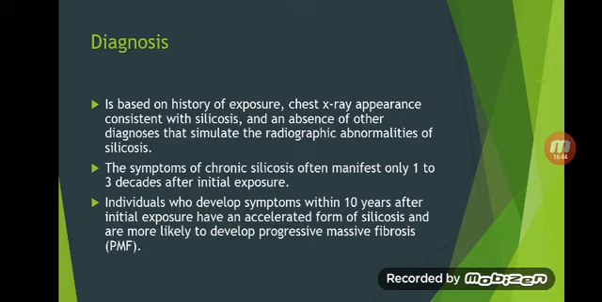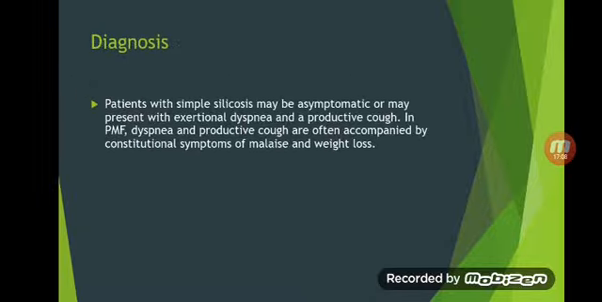Patients with simple silicosis may be asymptomatic or may present with exertional dyspnea and productive cough, while in progressive massive fibrosis, dyspnea and productive cough are often combined with constitutional symptoms like malaise and weight loss. So when you have simple silicosis, you may only have exertional dyspnea and productive cough, but in progressive massive fibrosis, you will have constitutional symptoms. Have to focus. This is a very tiny difference, but you can only tell with a chest X-ray.